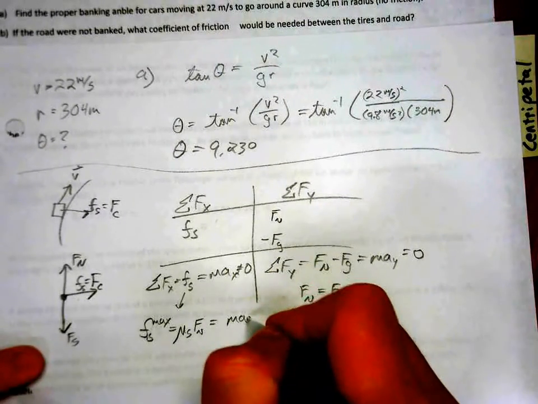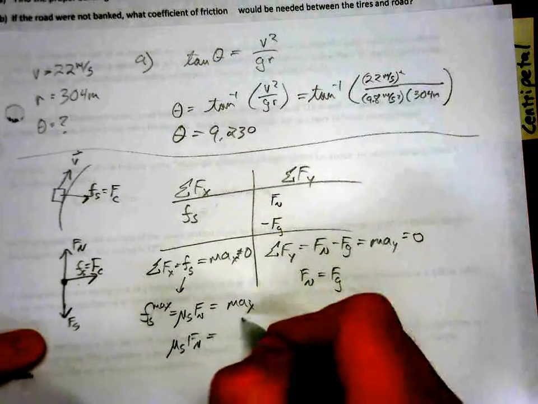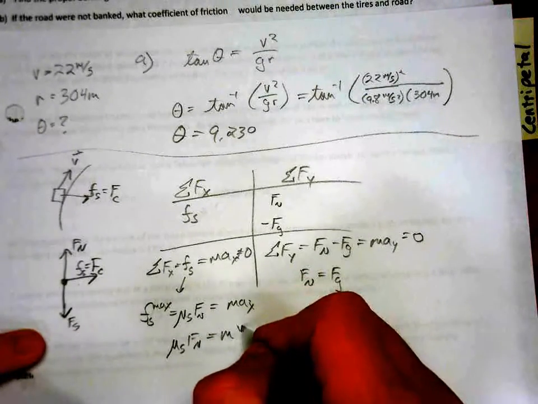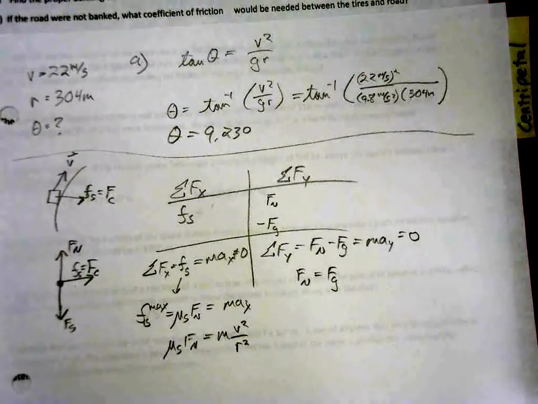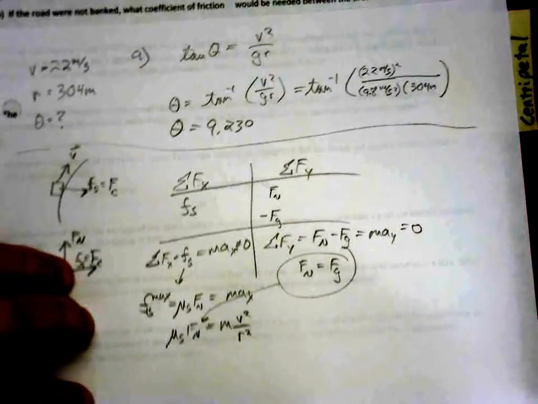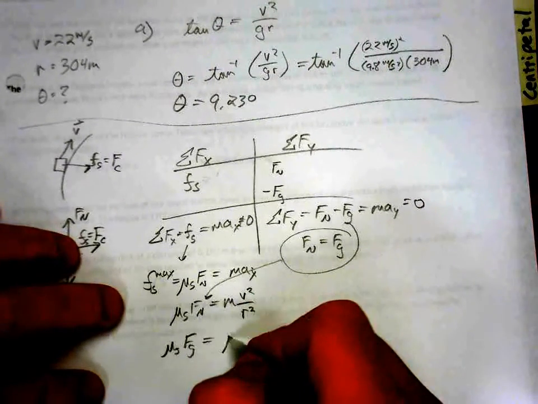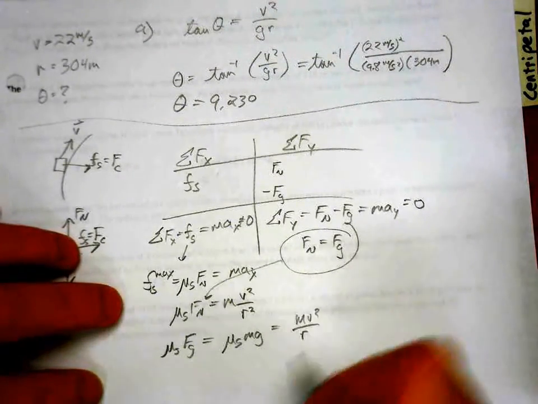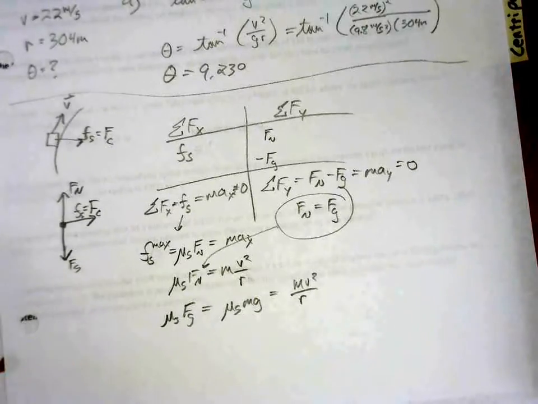Equals ma x. And so mu s Fn equals m times the centripetal acceleration, because in this case this acceleration is inward, v squared over r. So it equals mu s Fg equals mu s mg equals mv squared over r. Not r squared, excuse me. It's not gravity. It's just mv squared over r.